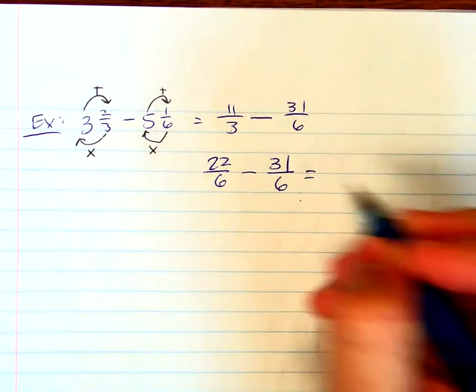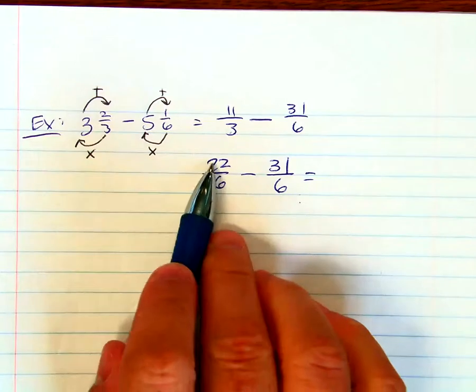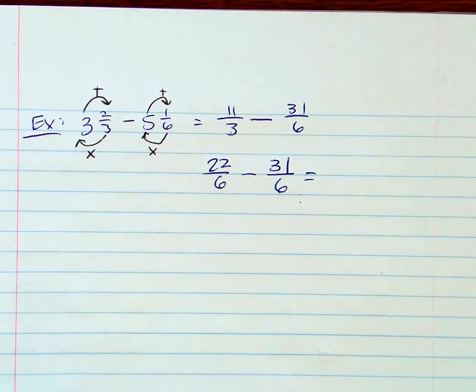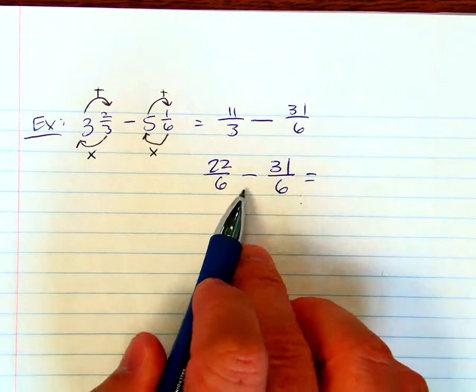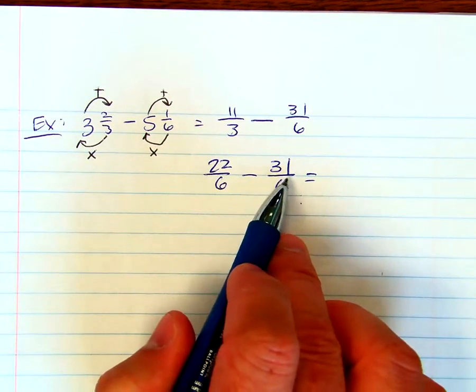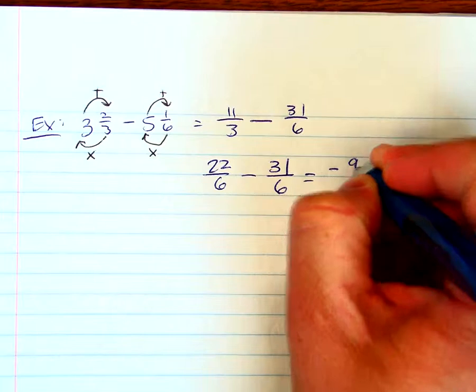And now I can go ahead and do the subtraction. 22 minus 31. So if I start at 22 and I subtract 31, I go left 31 spaces. I'm going to end up at negative 9.